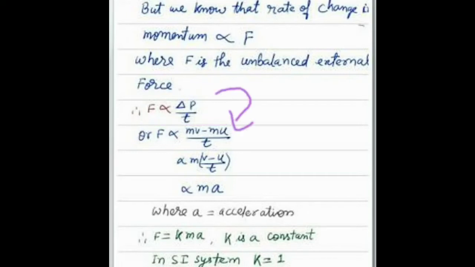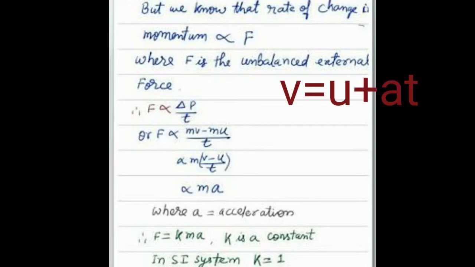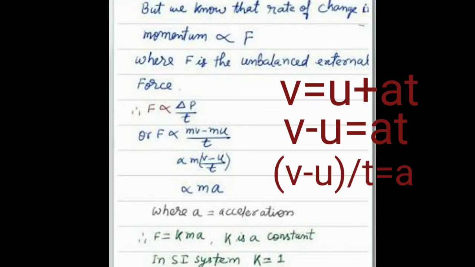Now we will substitute the value of delta p, that is mv minus mu. Now we will take m common from both the terms. Now this whole term, (v minus u) upon t, is equal to a. How is this possible? Students, we know that v = u + at. When u goes to the left hand side of the equation, its sign will be changed and t will come to the denominator side. This is how we have substituted (v minus u) upon t equal to a.